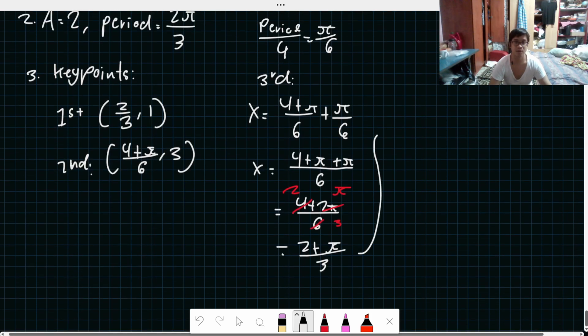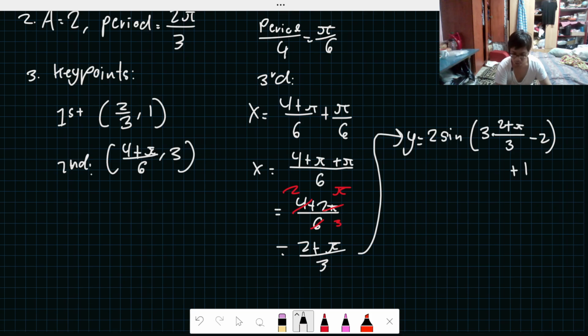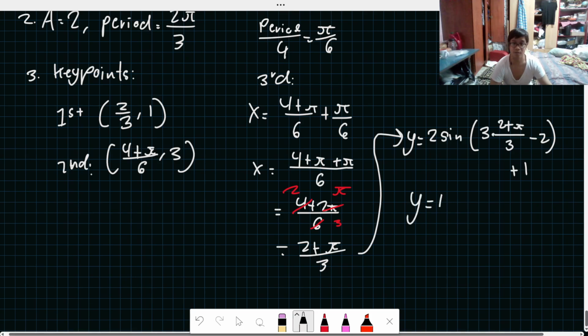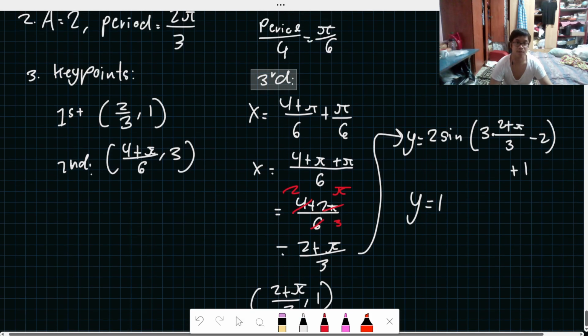Now, substituting it to your sine function, you have 2 times sine of 3 times your x here, which is 2 plus pi all over 3, then minus 2, then plus 1. So this would give you, okay, 2 plus pi all over 3 will give you exactly 1. Therefore, your third key point is 2 plus pi all over 3, then 1. Okay, let me just put it here.